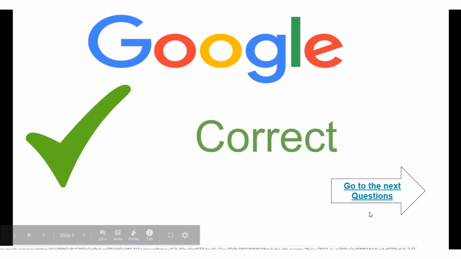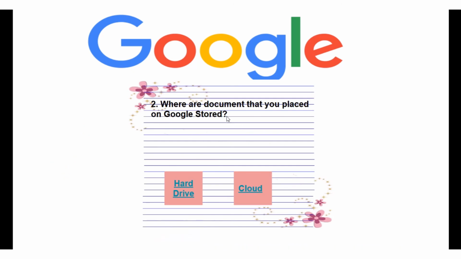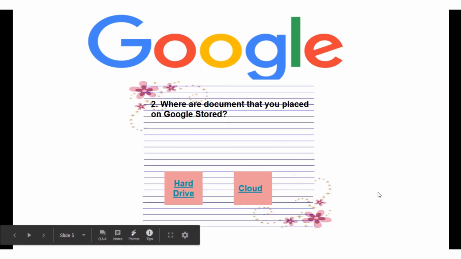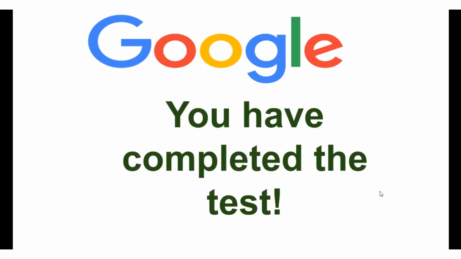And I have questions. It should be question. Okay, so it gives me the second question, which is perfect. So I'm going to say hard drive. Oh, it says incorrect. Try again. Now it says cloud. I'm going to say cloud. Oh, it's correct. And you have completed the test.